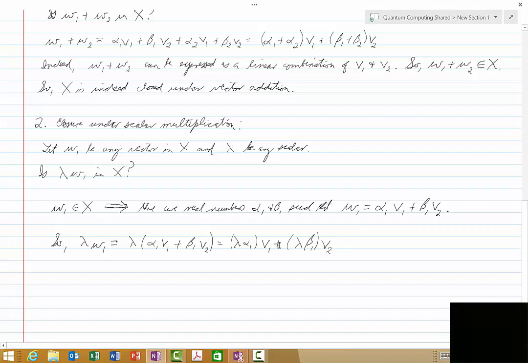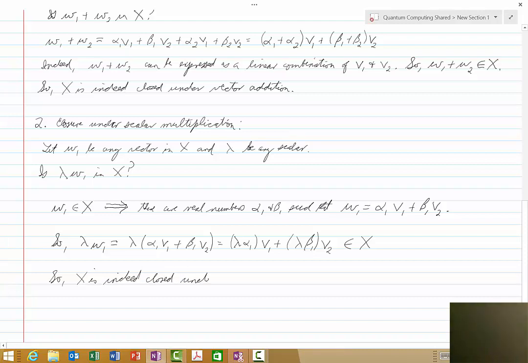And now we think about it. Okay, remember alpha 1 and beta 1 were real numbers. Lambda is a real number, and so when we multiply a real number times a real number, we still get a real number. So this is a real number multiplied by V1 plus a real number multiplied by V2. And so indeed, this is an element of X. So X is indeed closed under scalar multiplication.